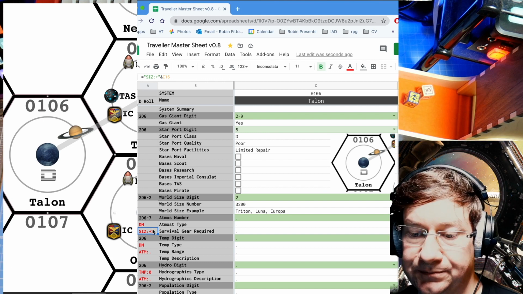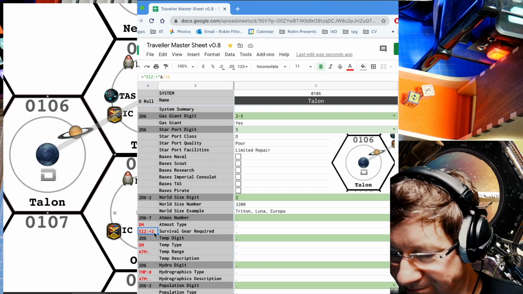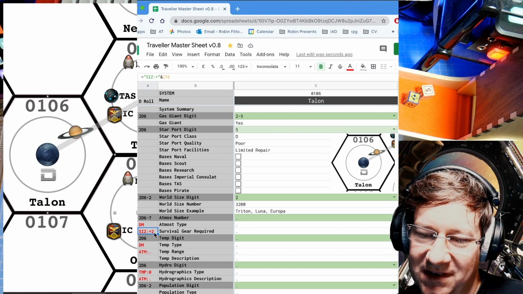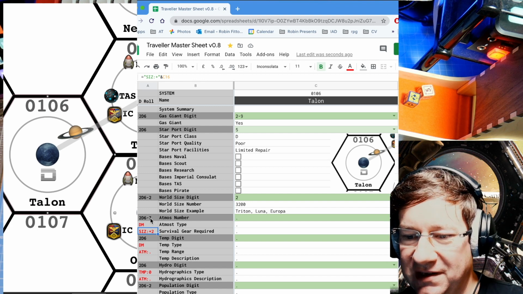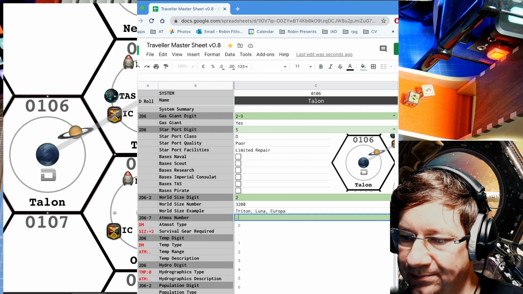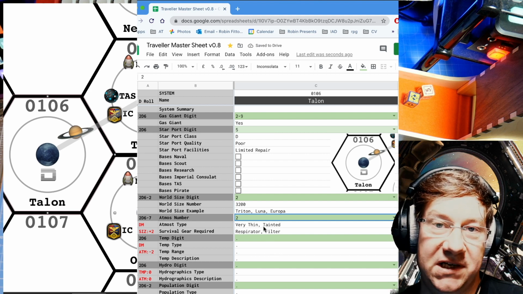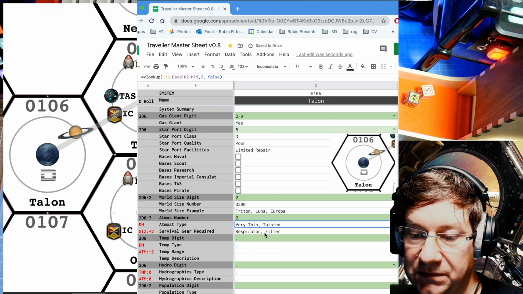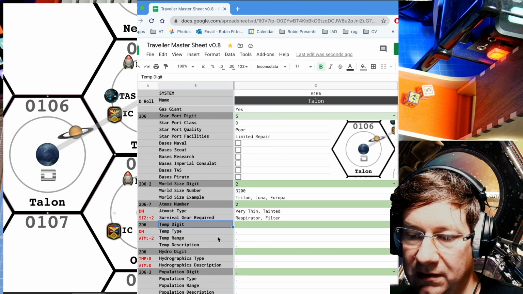So I've got 7 plus 2, so we're up to 9, and unfortunately it's then minus 7 from that, so we've only got an atmosphere of 2. So if I drop that down in here, so it's very thin, tainted, needs a respirator or filter. That's not great, is it? But it's still interesting. It's interesting what's building up here.